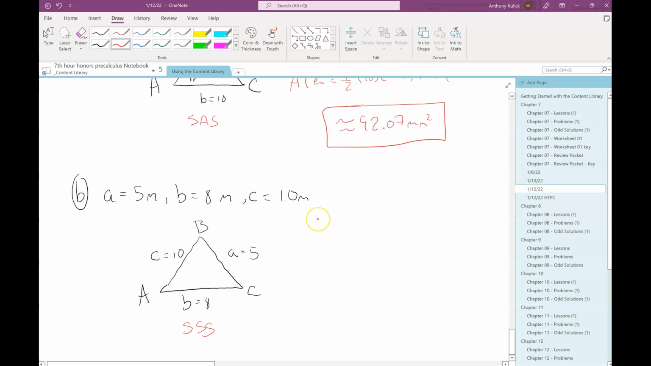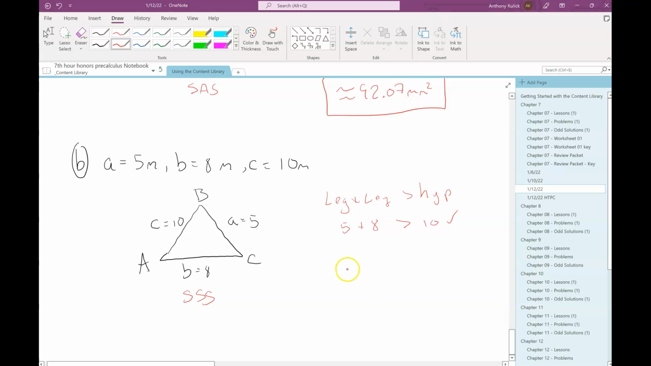What is the check for making sure it's a triangle? The sum of the two shorter sides has to be greater than the longest side. So 5 plus 8 is greater than 10. So we definitely have a triangle. So we're good to go.